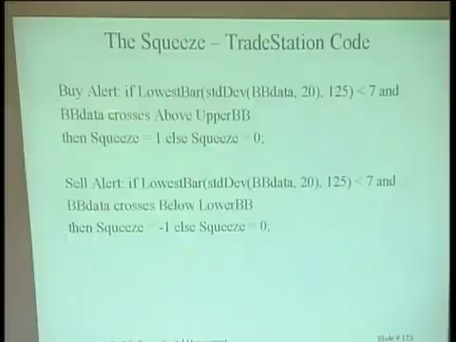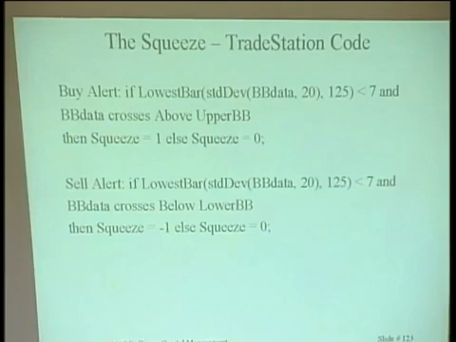So if BB data crosses above the upper BB, then squeeze equals 1, else squeeze equals 0. Now I combine this all into one study rather than splitting it into two like I had done with the Metastock code. So I say sell alert: if the same criteria are met, but BB data crosses below the lower Bollinger Band, then squeeze equals -1, else squeeze equals 0.